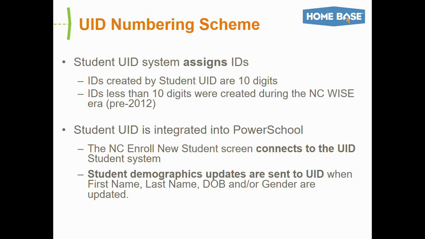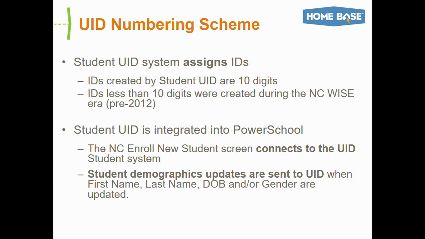A little bit about the UID numbering scheme. So UID creates 10-digit identification numbers. Whenever you see IDs that are less than 10 digits, that means that the ID was created during the NC-WISE era, which is pre-2012, which was before UID was in place.